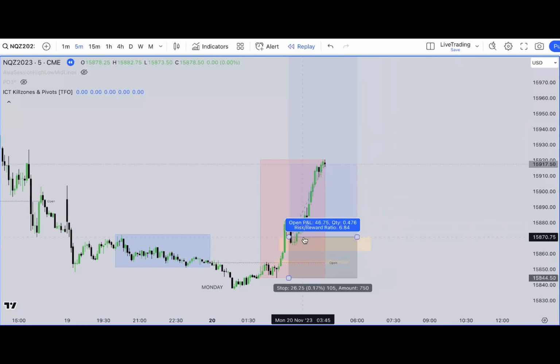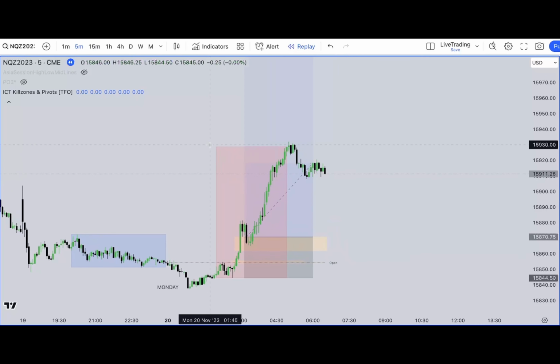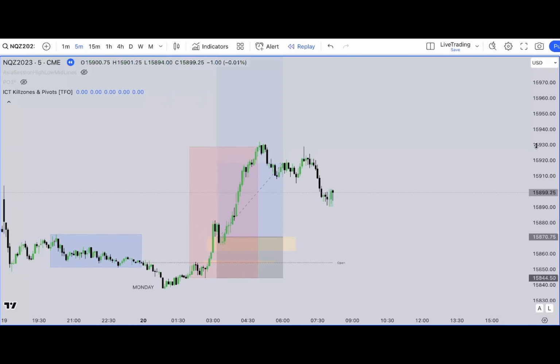Okay, this is nice. We almost had no drawdown. This is great. And let's play this out. Now the New York session starts. Okay, really important note here.